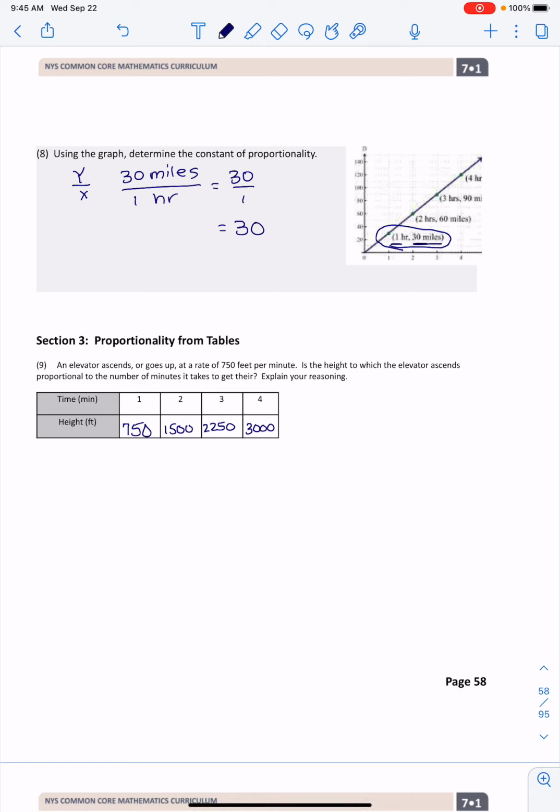So it wants to know, is it proportional? The answer is yes, because each number is multiplied by the unit rate.